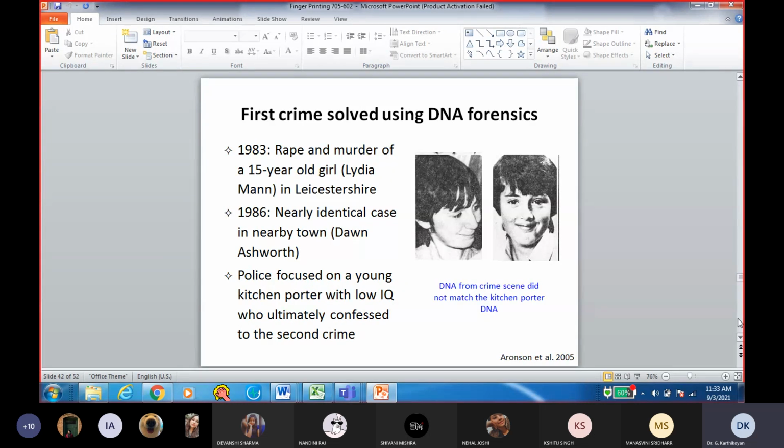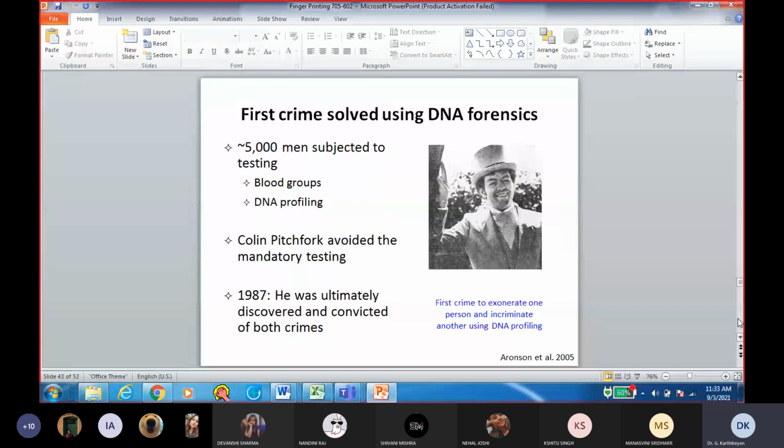Okay. In the year 1983, there was a rape and murder of a 15-year-old girl in one of the counties in the UK. Okay. 1986, nearly identical case in a nearby town. And the police suspected and focused on a young kitchen worker with a low IQ who ultimately confessed to the second crime. But unfortunately, DNA from the crime scene did not match with that of the kitchen porter. And so obviously he was exonerated.